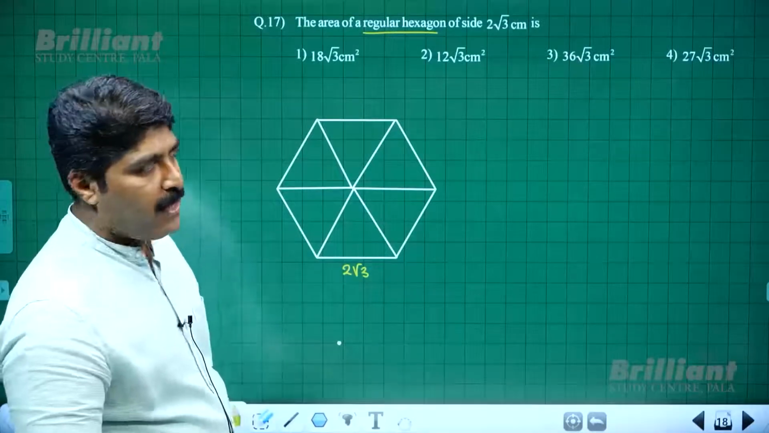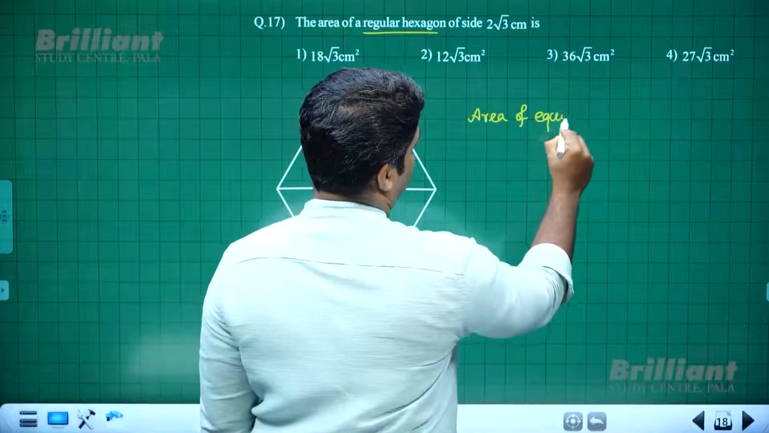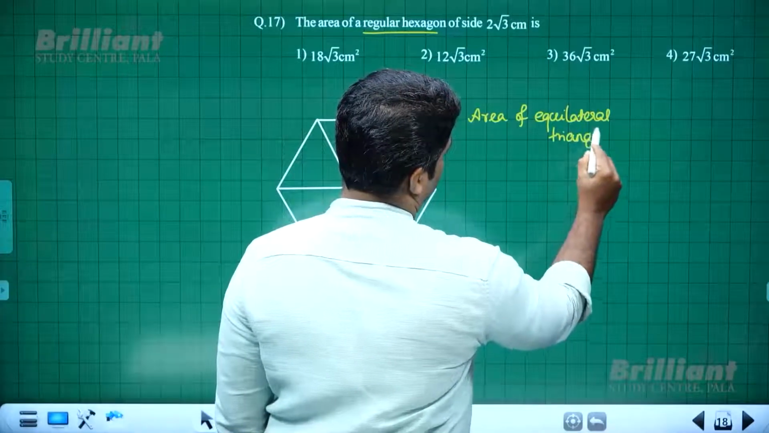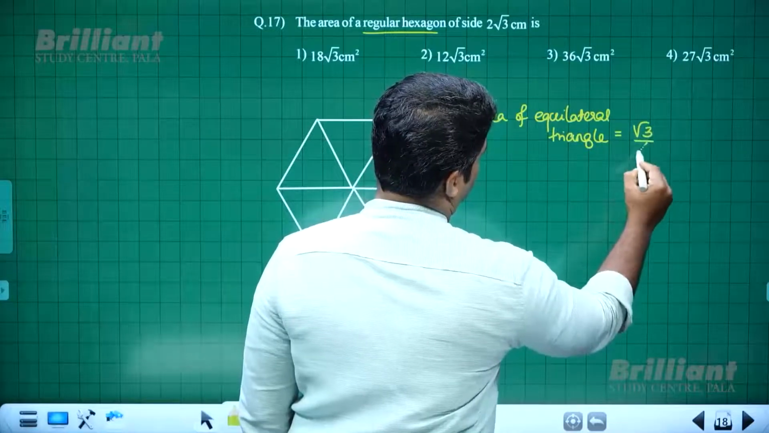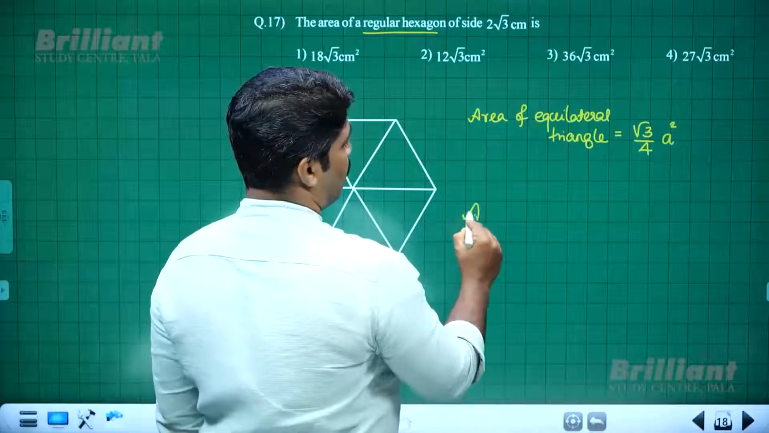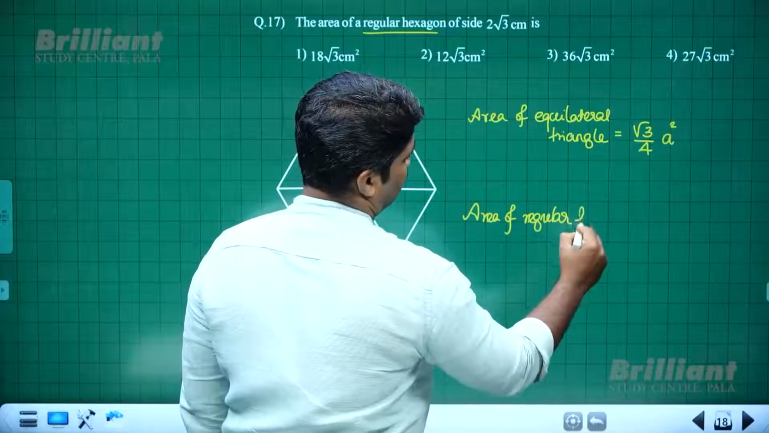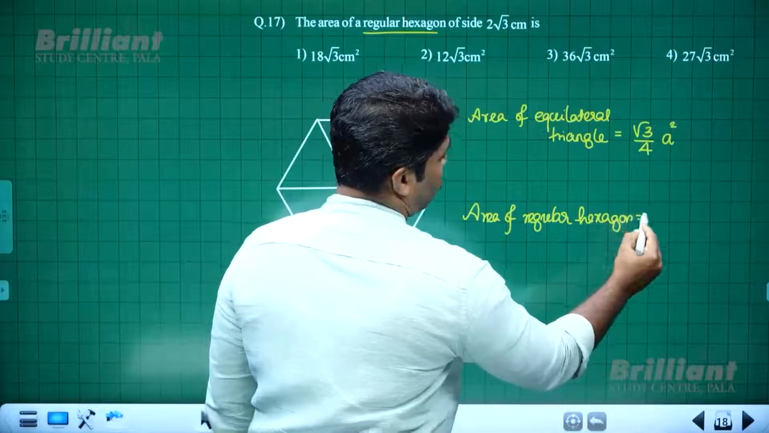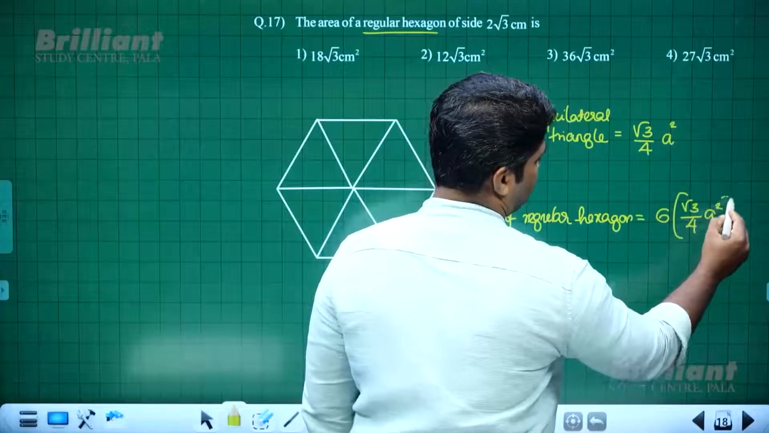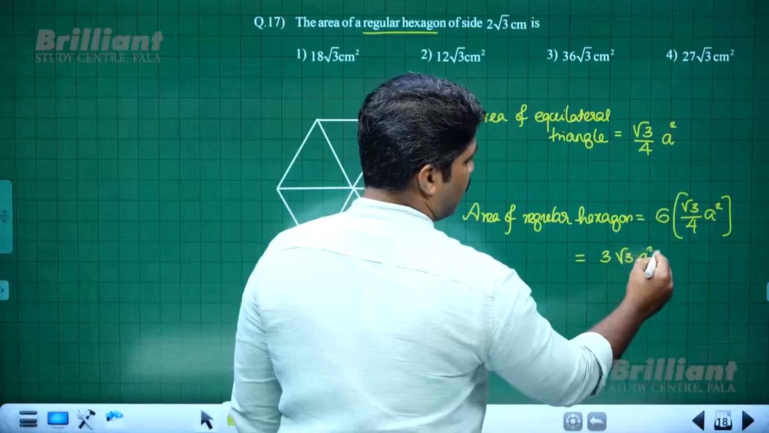How to find out the area of an equilateral triangle? Area of equilateral triangle. Got it? So that is root 3 by 4 a square. Therefore, what is the area of such a hexagon? Don't forget, it's a regular hexagon. Area of a regular hexagon is 6 times the area of an equilateral triangle. So that is root 3 by 4 a square. Or simply, if you are simplifying this one, 3 root 3 a square by 2.